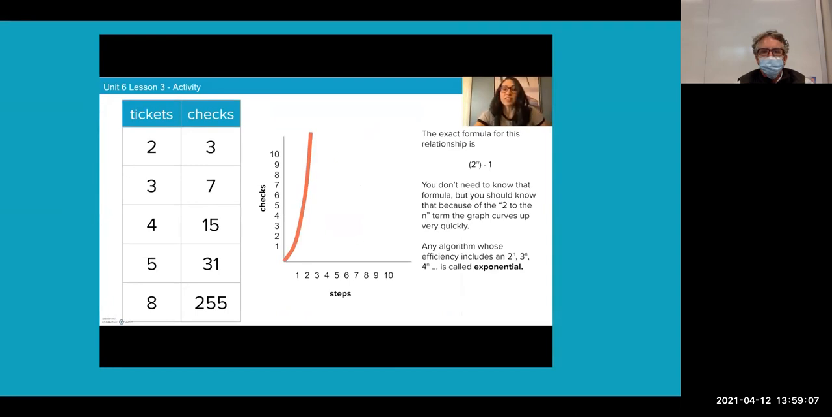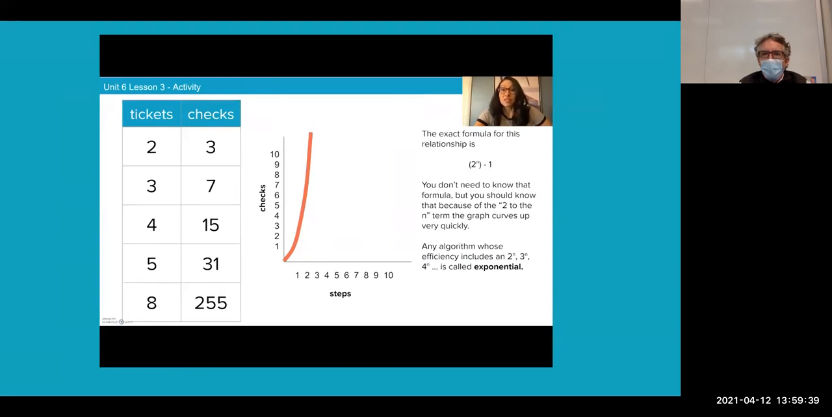But this exact formula for this relationship, which like the last one, is just going to tell us the largest possible combination. The exact formula is 2 to the n minus 1. N, again, is the number of tickets that have been distributed and need to be checked. 2 is the base this time because you will have 2 possible results after combining the tickets, a winning number or not a winning number. Again, you don't need to know that formula, but you should know that because of the 2 to the n term, the graph curves up very quickly.